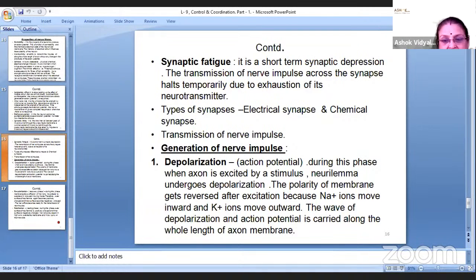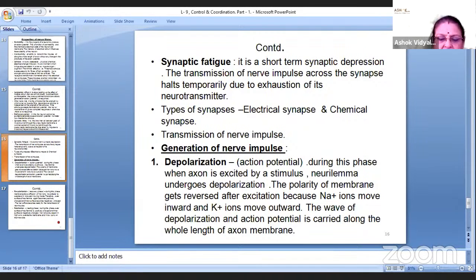The neurotransmitter is immediately removed from the synaptic cleft by an enzyme. So once the message is transmitted, students, what happens? It is immediately removed from the synaptic cleft by an enzyme known as cholinesterase. This enzyme brings the neurotransmitter back to the bulb once the message is transmitted, and it makes the synaptic cleft ready for the next impulse.